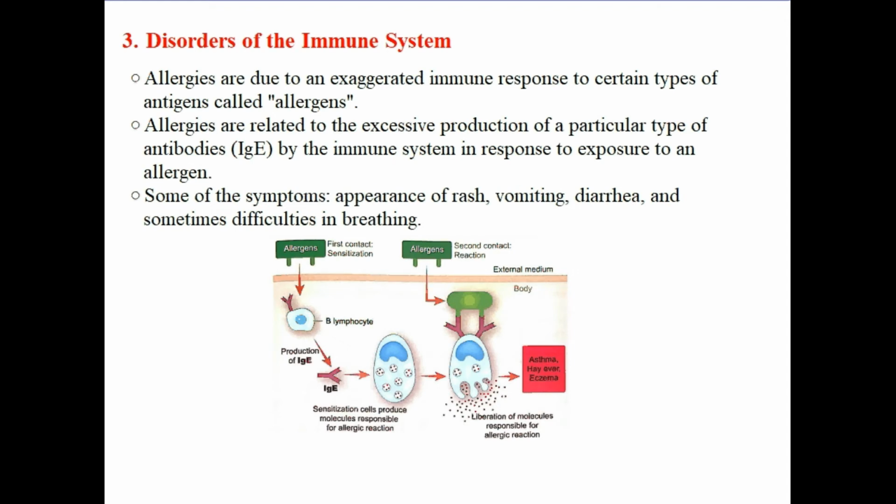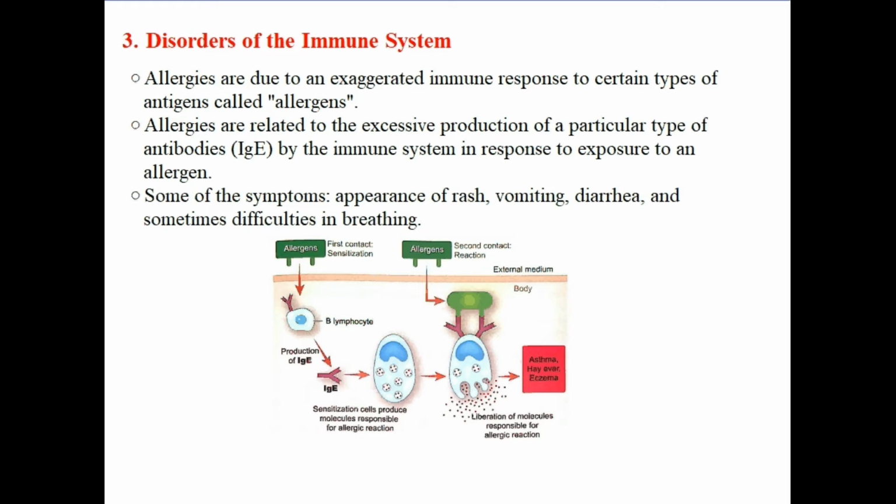Now let's move to the disorders of the immune system. Allergies are due to an exaggerated immune response to certain types of antigens called allergens. Allergies are related to the excessive production of a particular type of antibodies that we call IgE by the immune system in response to exposure to an allergen. Some of the symptoms that an allergy may cause are the appearance of rash, vomiting, diarrhea, and sometimes difficulties in breathing.